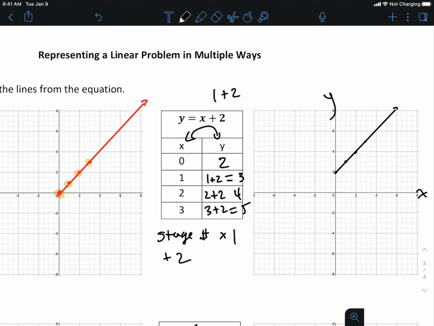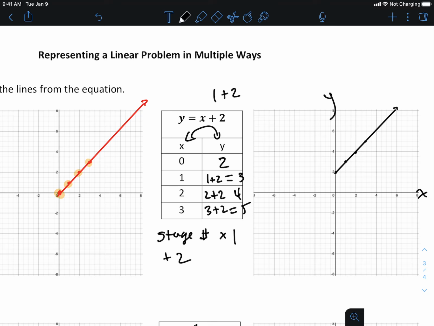What do we call the non-variable? We don't want to walk around calling it the non-variable. What do we call it? Starts with C. A constant. Constant is the +2, which represented what yesterday? 2 red tiles.